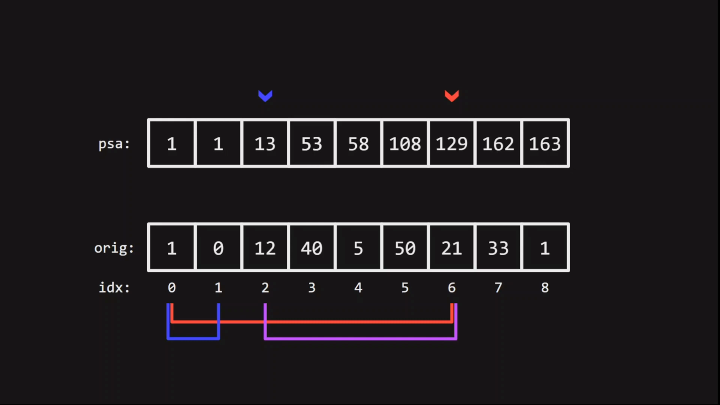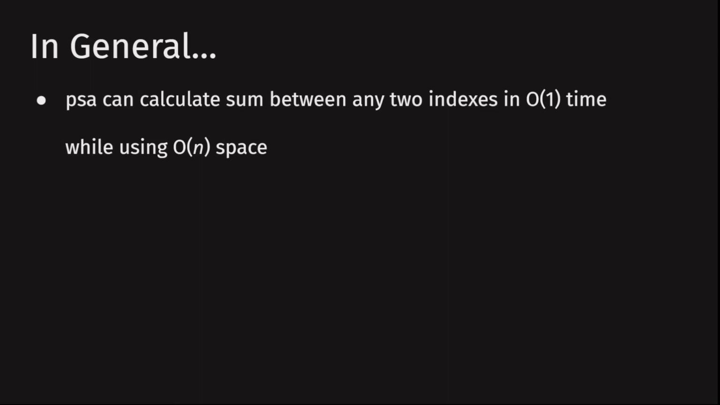You'll notice that after the O(n) pre-computation time, calculating the sum between any 2 points can now be done in O(1) time, which is very fast compared to our naive solution. In general, you can use a prefix sum array to calculate the sum between 2 indexes in O(1) time while using O(n) memory, after a single O(n) pre-computation time, where n is the number of elements in your original array.